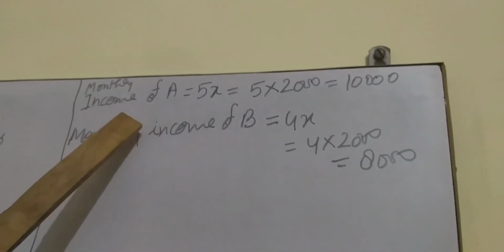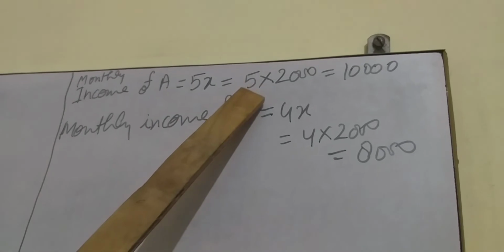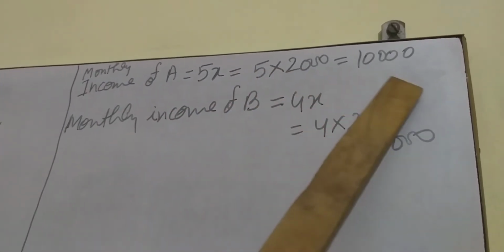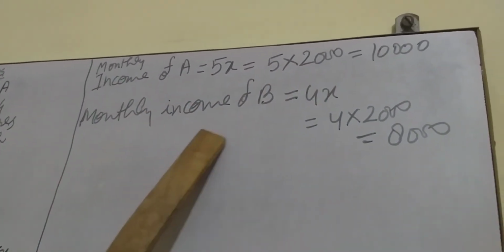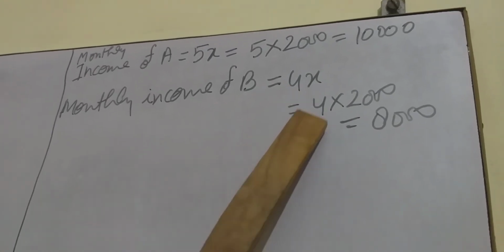Correct? We have to find out their monthly income. So monthly income of A is 5x. The x value is 2000, so 5 into 2000 equals 10,000. Monthly income of B is 4x. 4 into 2000 equals 8,000.